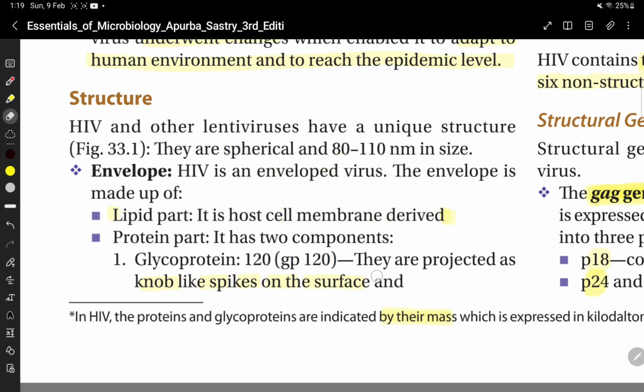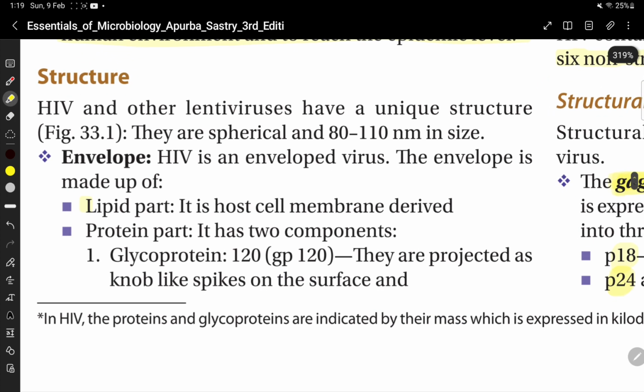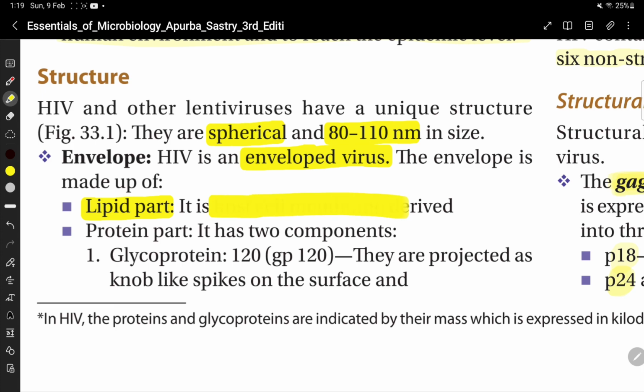Let's see the structure of HIV. HIV and other lentiviruses have a unique structure. They are spherical and 80 to 110 nanometers in size. HIV is an enveloped virus. The envelope has a lipid part, which is host cell membrane derived.